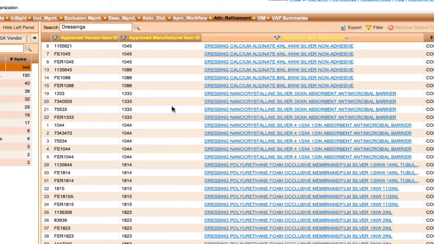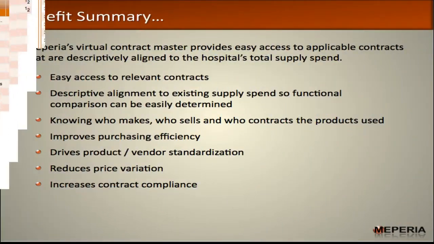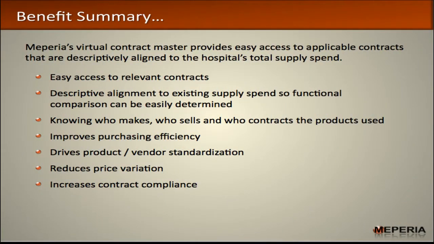By skillful use of the navigation, sorting, filtering, and export facilities, the user has in their possession a powerful toolset that forms the basis of an effective total spend management program, including the ability to gain easy access to relevant contracts, drive functional equivalent product analysis, know who makes, sells, and provides contracts for the products used, improve purchasing efficiency, and drive product and vendor standardization.